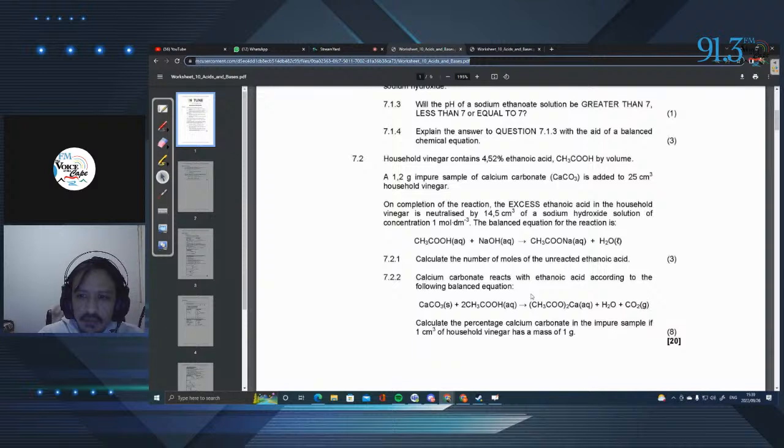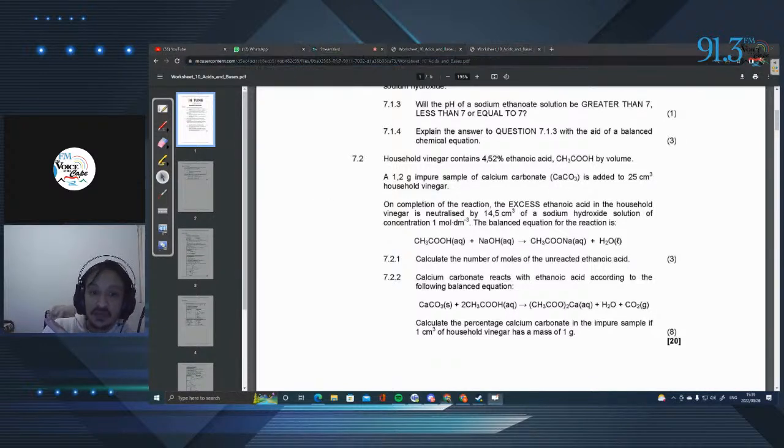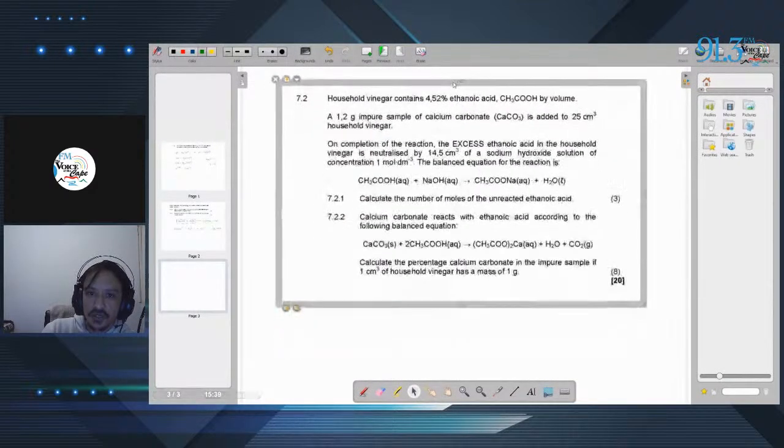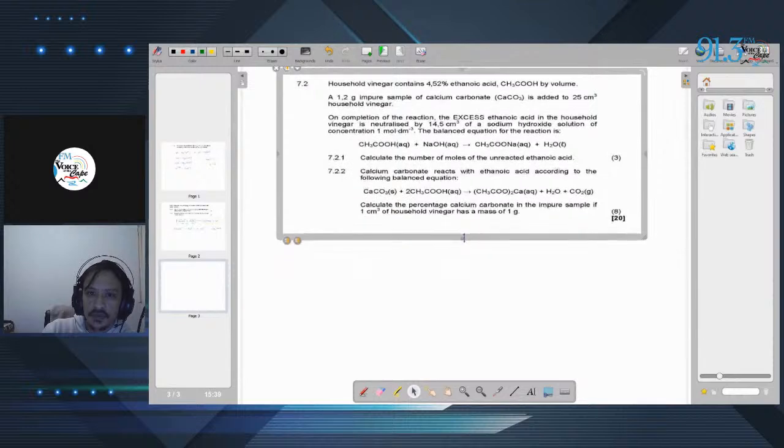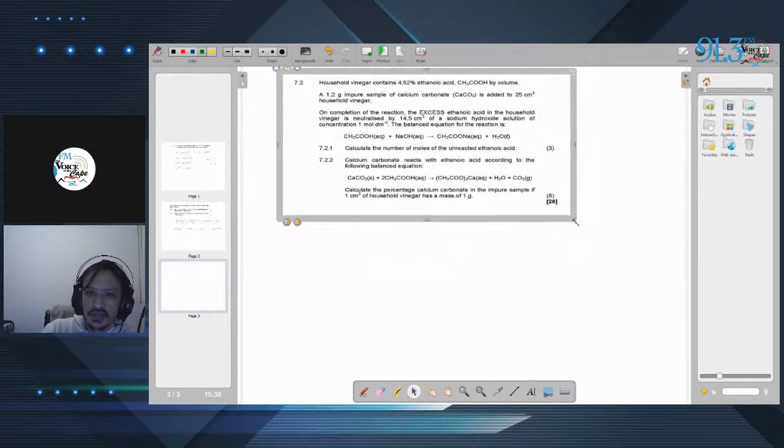7.2.1. Calculate the number of moles of the unreacted ethanoic acid. Okay, so this looks a little bit complex because there's quite a bit of information given to us. So we need to be a little careful. We need to highlight some important things. So let's just copy this and add it to a new page. This is quite a tricky one.